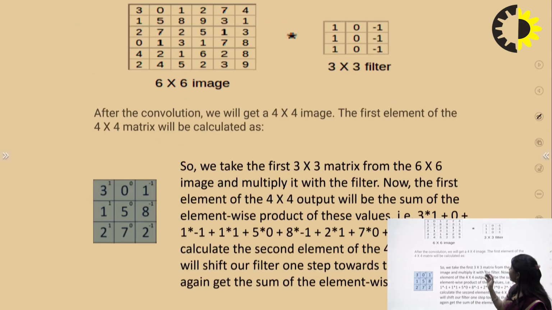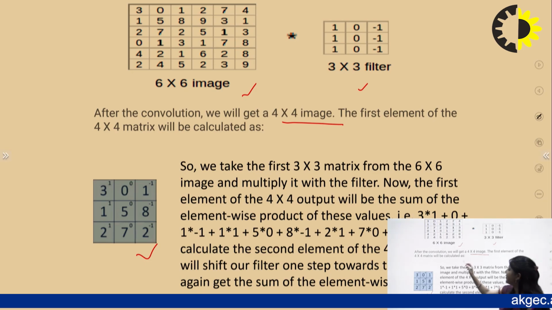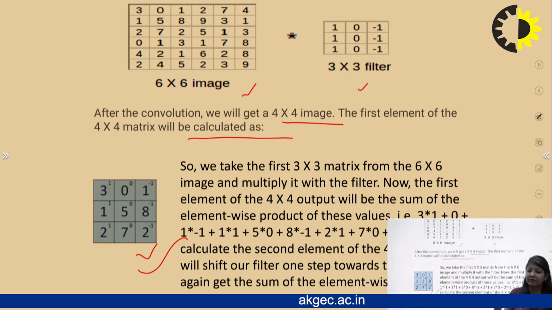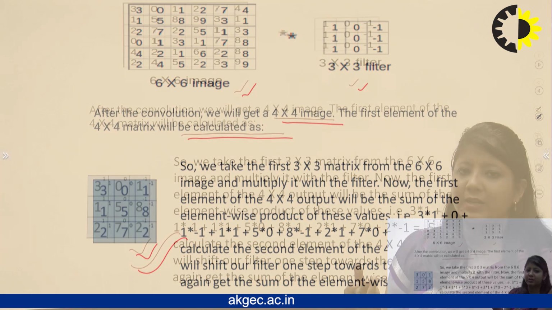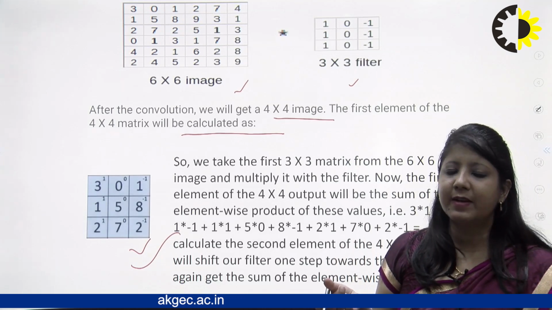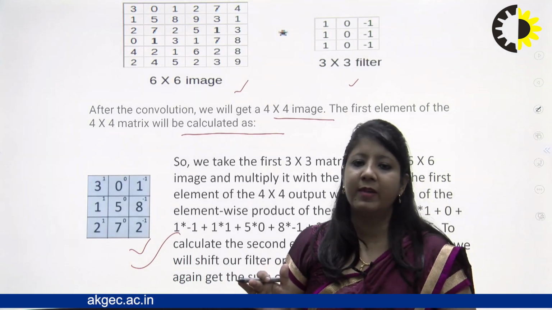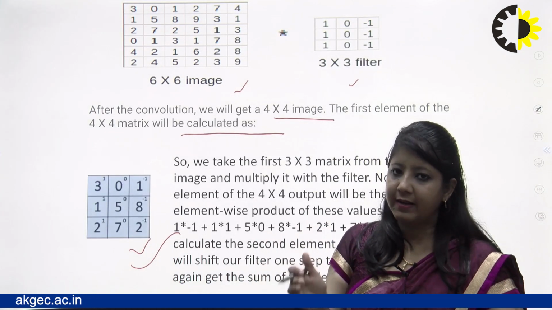So this is an example. We have a 6 by 6 image and a 3 by 3 filter, and finally we will get a 4 by 4 matrix. After convolution we get a 4 by 4 image, and the first element of the 4 by 4 image is calculated like this. I already explained how convolution works: we calculate the dot product of the filter elements with the image elements, sum all the elements, and replace the center element with that value.